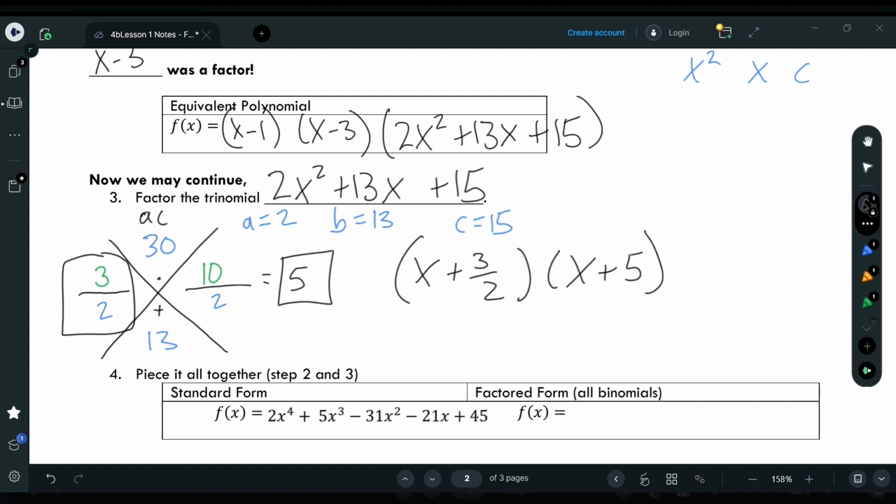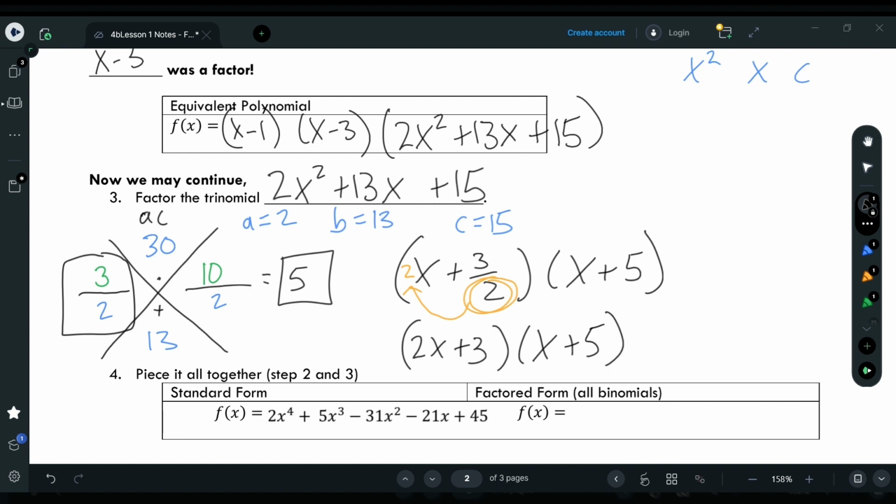And then the last step in the bottoms up method is, of course, to take this number on the bottom of the fraction, bring it up, make it a coefficient in front of the x. So this is what we've got here, 2x plus 3 times x plus 5.